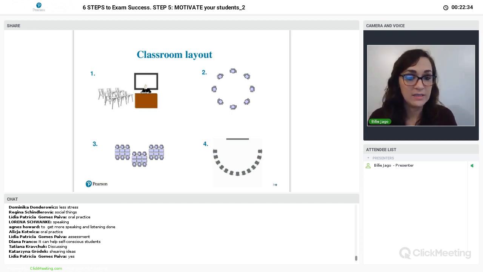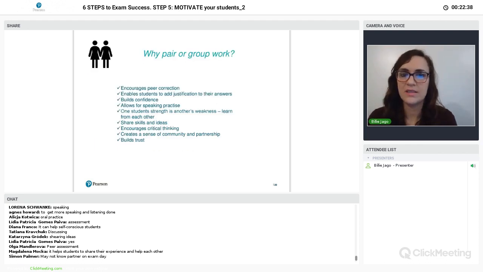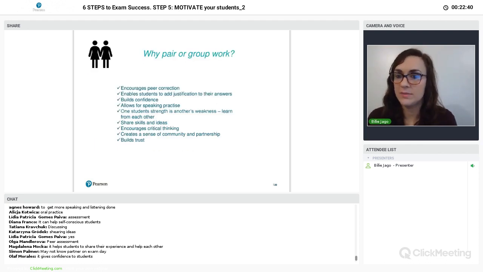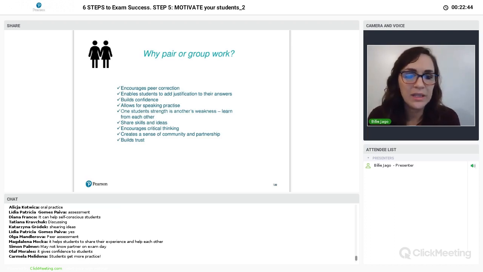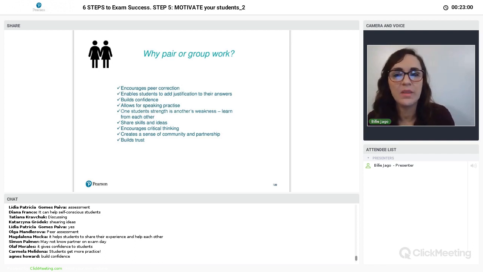Sharing ideas, yes. Okay, so I think it's important to stress pair or group work, especially in an exam setting, because learners can help each other when working on tasks. That encourages peer correction, but also enables students to add justification to their answers, which is something I don't think we allow enough for in classes. This builds not only their confidence, but also allows them to practice their spoken interaction.